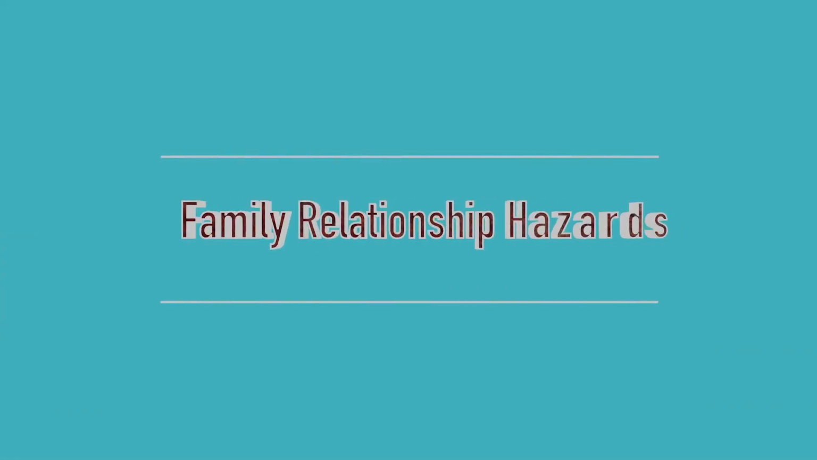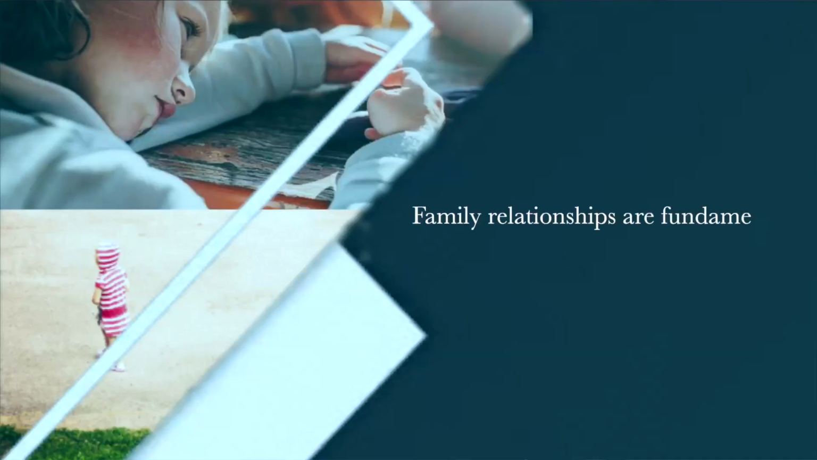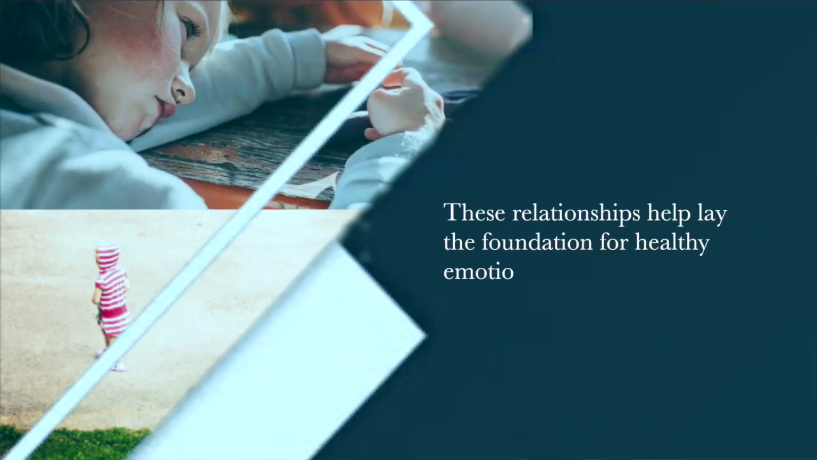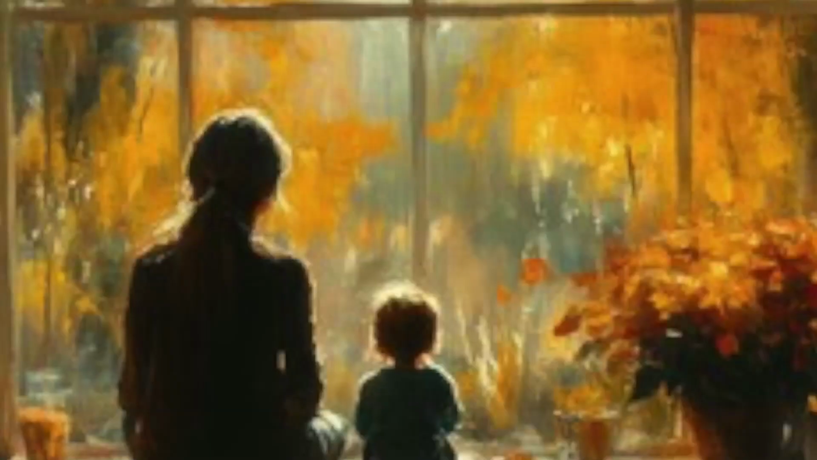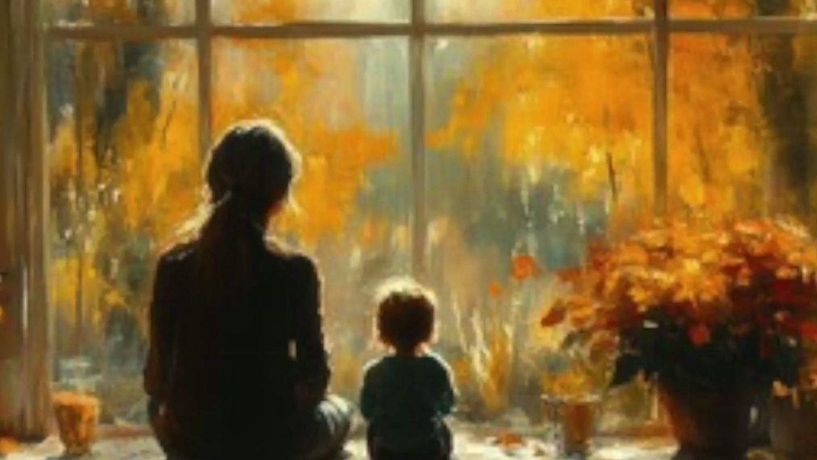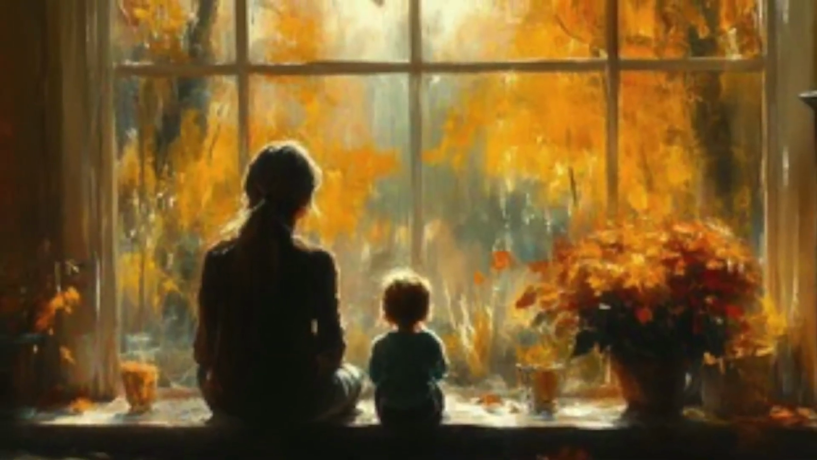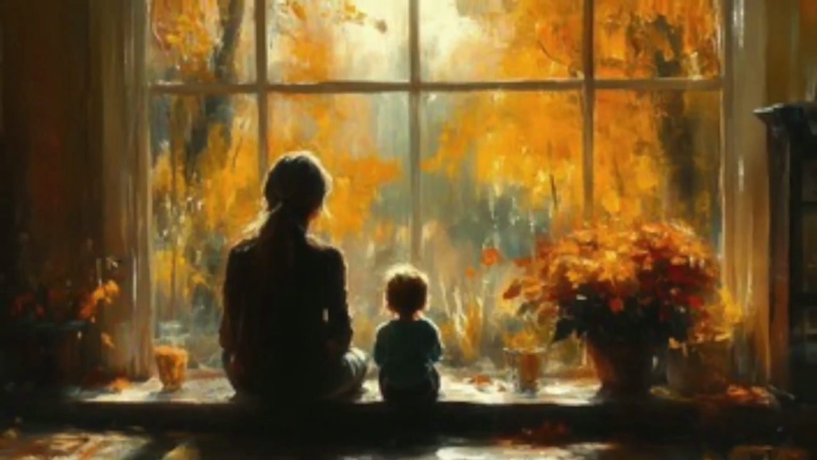Now, let us discuss family relationship hazards and their impact on a child's personal and social development. Family relationships are fundamental in shaping a child's sense of security, confidence, and social behavior. These relationships help lay the foundation for healthy emotional development and social interactions. However, when family dynamics are strained, whether due to favoritism, lack of emotional warmth, or ongoing conflicts, children can experience insecurity and face various behavioral challenges. Let us take a closer look at some common family relationship hazards that children may encounter.